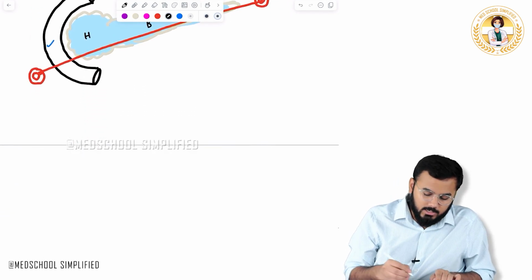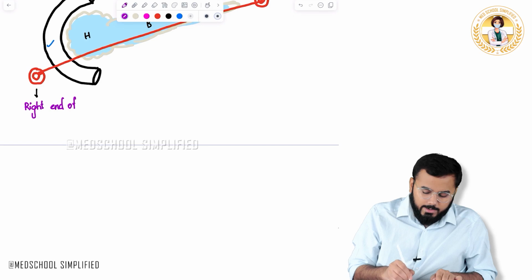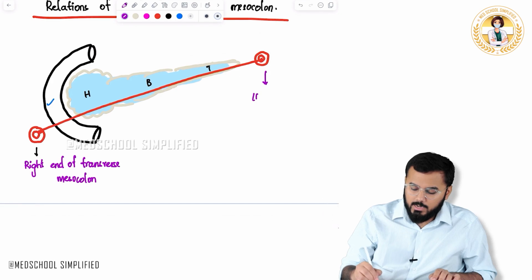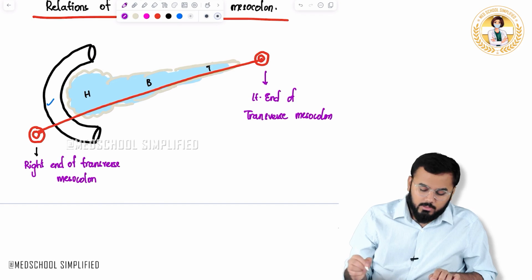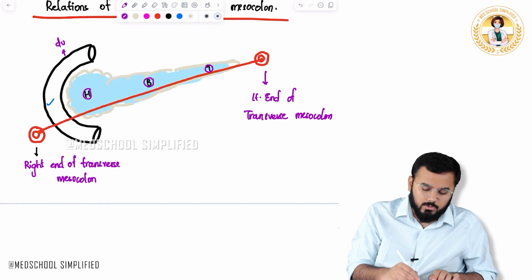So what are the structures here? First of all, what is this end? This end is called the right end of transverse mesocolon, and this is called the left end of transverse mesocolon. This is the head of the pancreas, body of the pancreas, and tail of the pancreas. And not to forget, this is your duodenum.